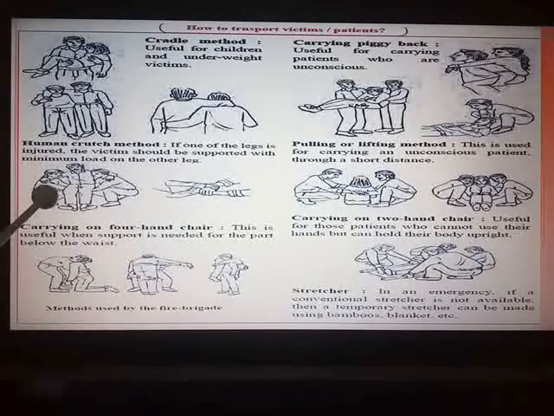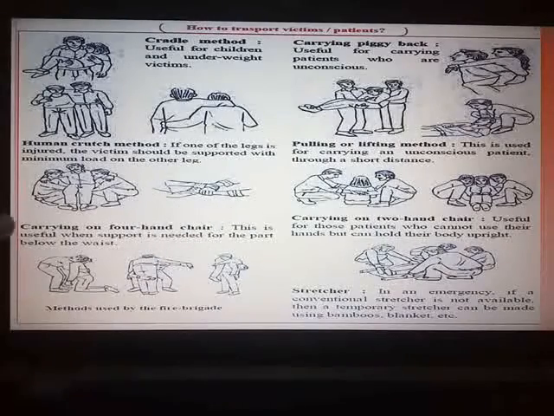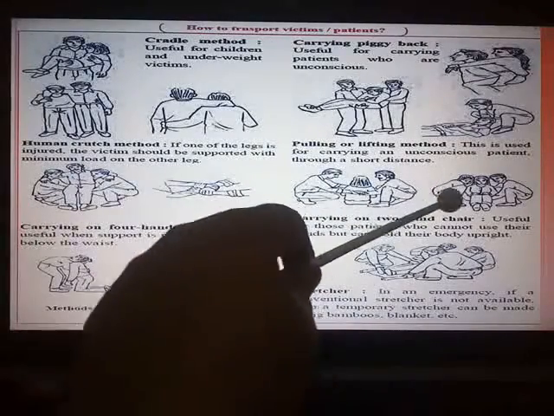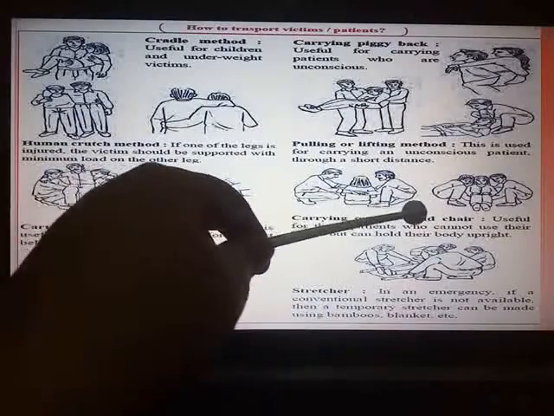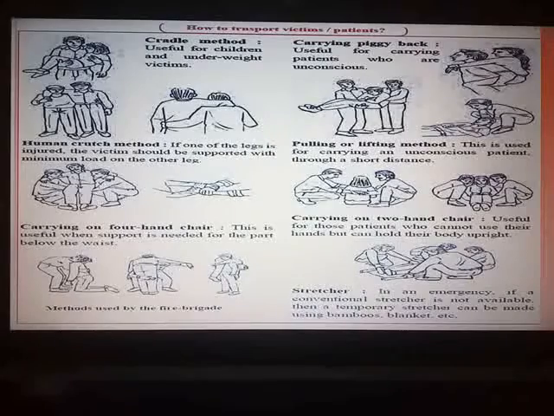Carrying on 4-hand chair. Here you can see the 2 and 2, 4 hands are made here like a chair. This is useful when support is needed for the part below the waist. Carrying on 2-hand chair. Here the chair is made with the help of 2 hands, useful for those patients who cannot use their hands but can hold their body upright.